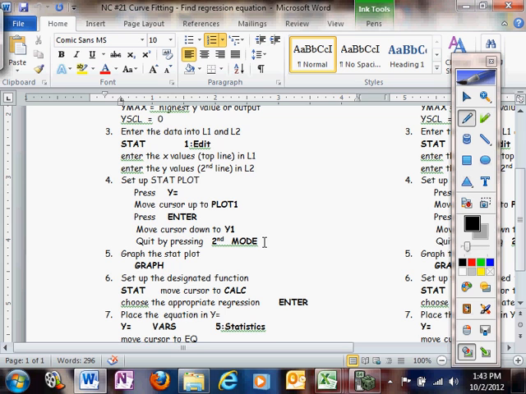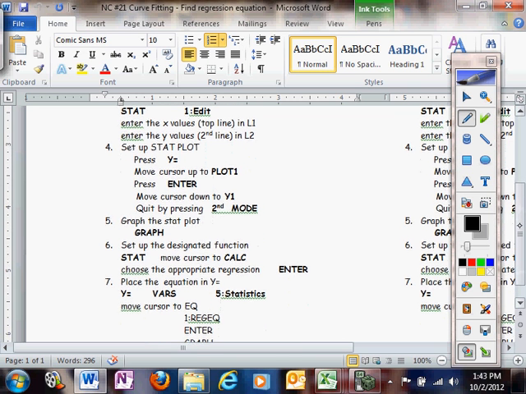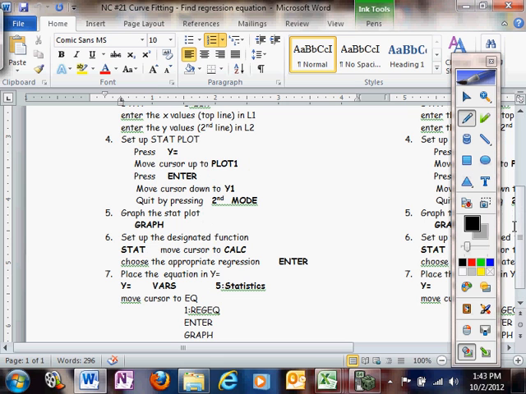And then we want to set up the designated function, meaning that we need to find what type of regression equation we're looking for. You get there by pressing stat and scrolling right to calc, and there are several to choose from. Today we're only going to be working with linear regressions, but in the future you may be given a set of data and you may have to decide what type of regression it is. So you'd have to put the data in and look at the scatter plot and determine what parent function this data most likely resembles. You would have to determine that on your own, but today again we're only working with linear functions.